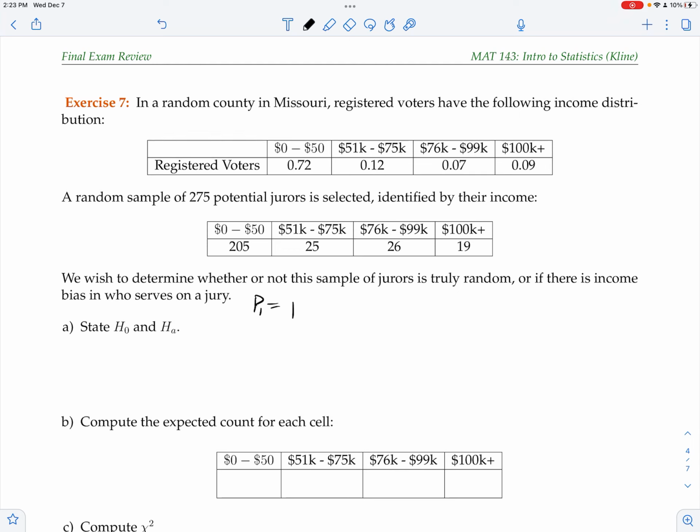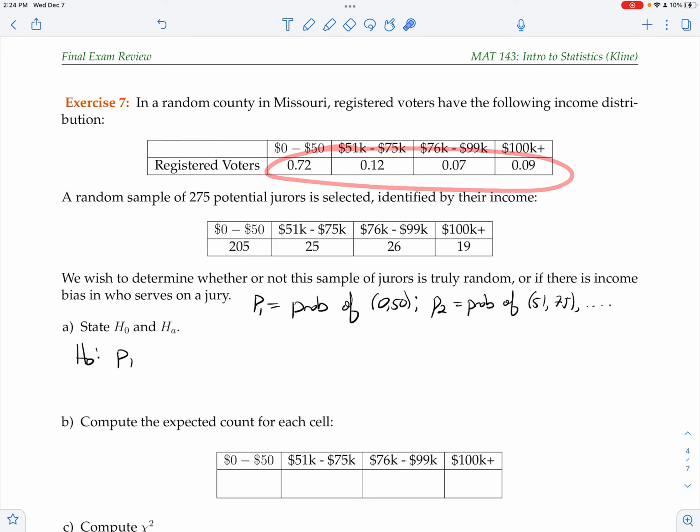P1 is the probability of income between, I'll just write it like this, 0 and 50. P2 is the probability of income between 51 and 75. You can figure out the rest, right? P3 is the probability of falling here. P4 is the probability of falling there. So the null hypothesis is that this probability is matching the existing distribution.